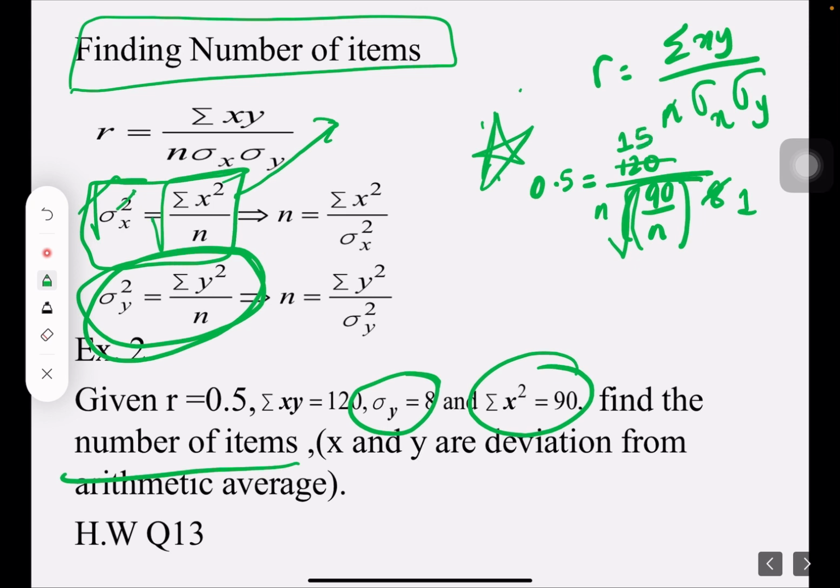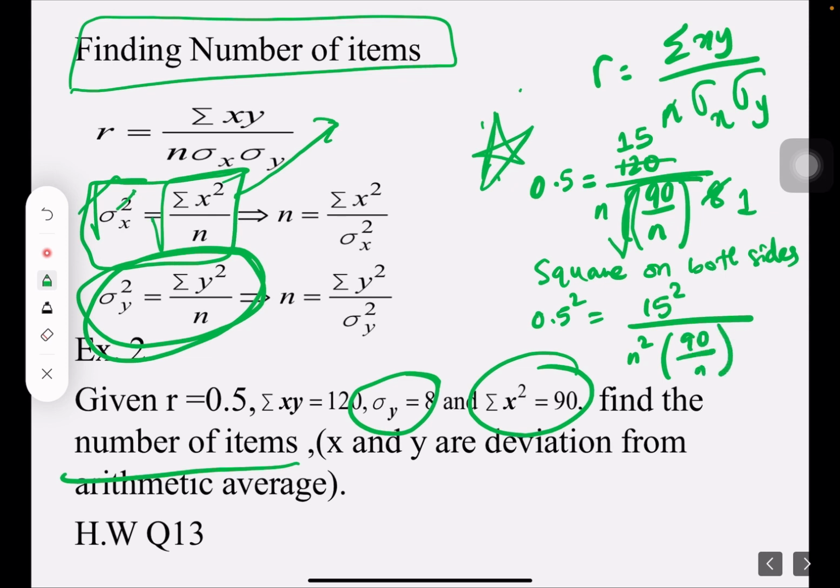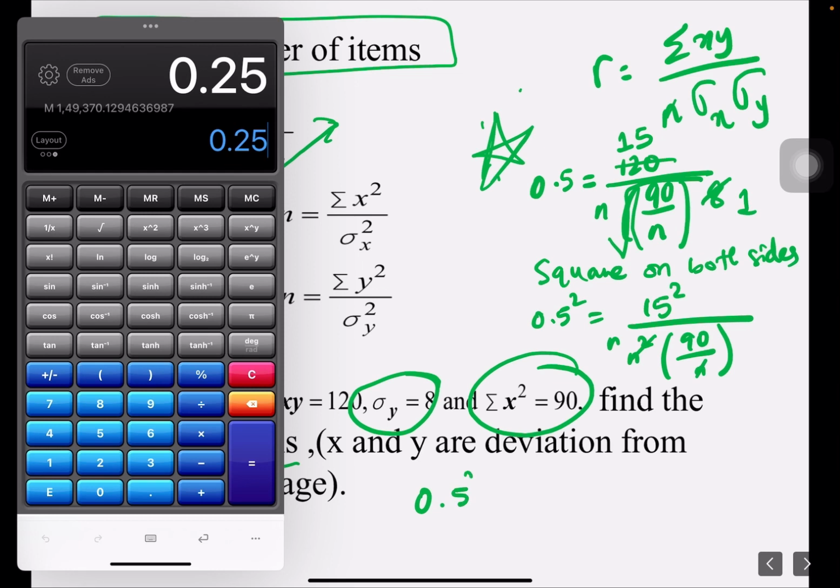Then if I square both sides, just to remove the square root, I have 0.5 whole squared is equal to 15 whole squared over n squared. Then the square root will get cancelled, leaving behind 90 over n. Then if I open this up, n and n will get cancelled, so you have 0.5 squared times 90n equals 15 squared. So it should be 225 over 0.5 squared times 90, which will give you n.